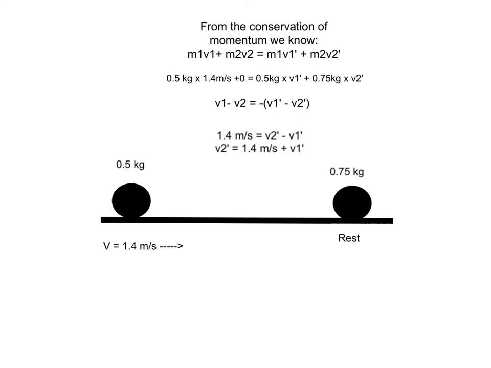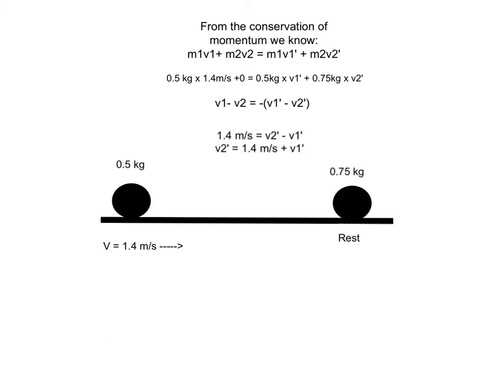So we substitute in the values that we know: 0.5 kilograms for the mass, 1.4 meters per second. This one, of course, is at rest, so it has no momentum before the collision. And then after the collision, we have the same masses, but the velocities v1 prime and v2 prime are unknown. These are the ones we're trying to find.